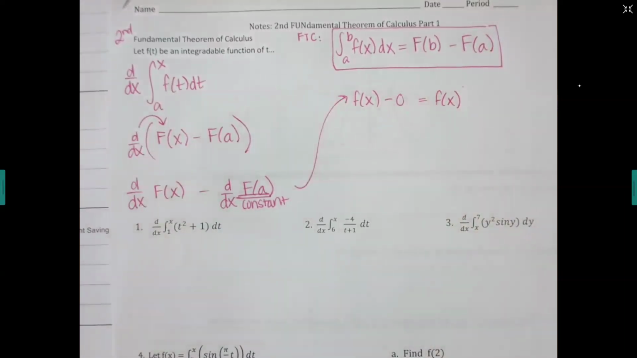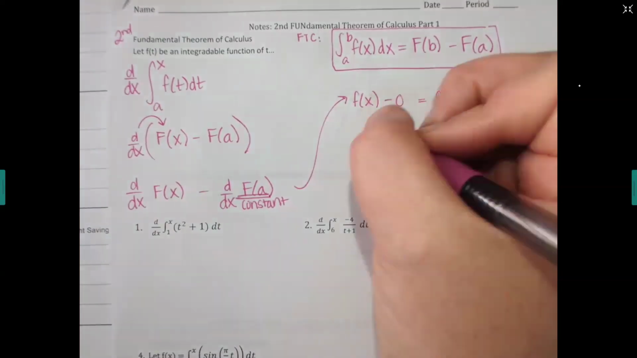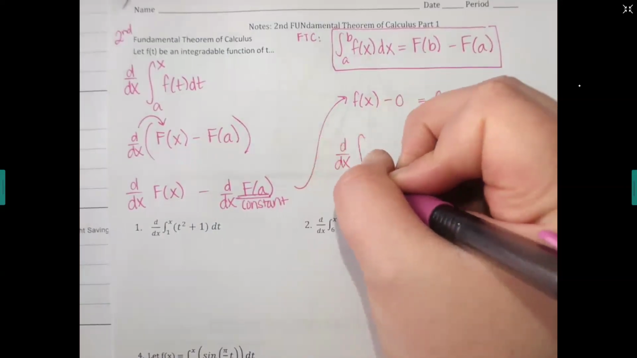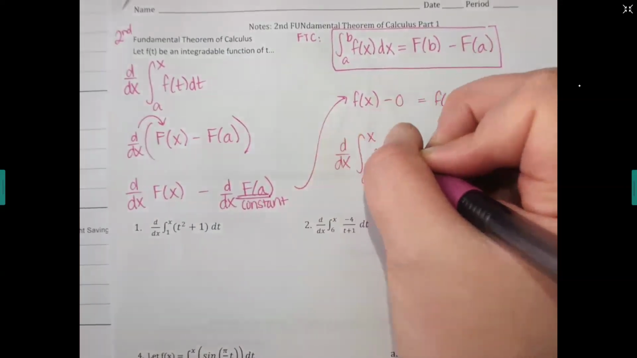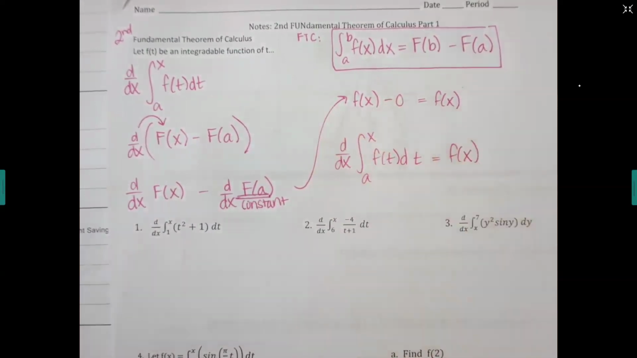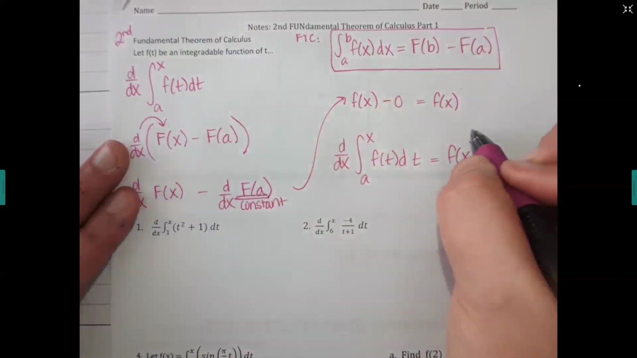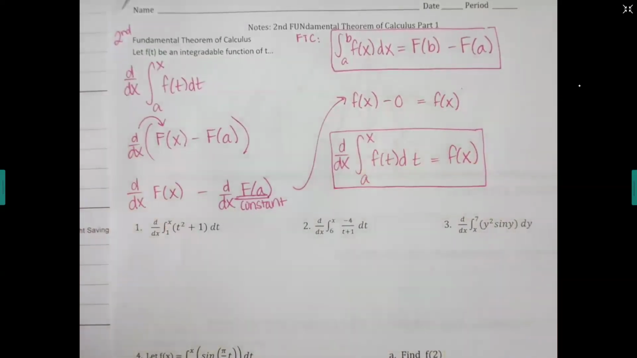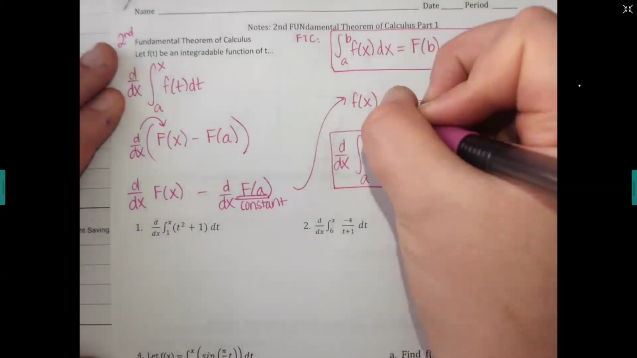So now we're going to skip all the middle steps and write the second fundamental theorem of calculus. If you take the derivative of the integral from a to x of f of t dt, it equals f of x. Okay, that's what the second fundamental theorem of calculus says.